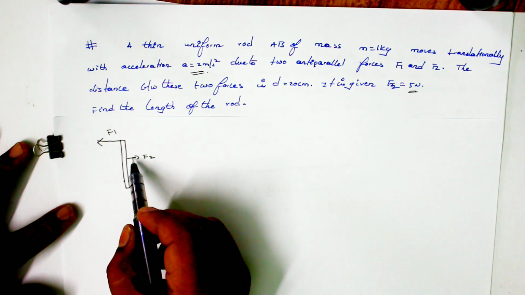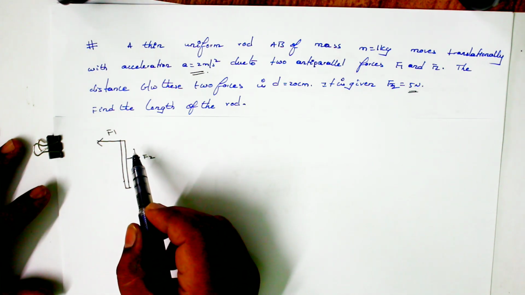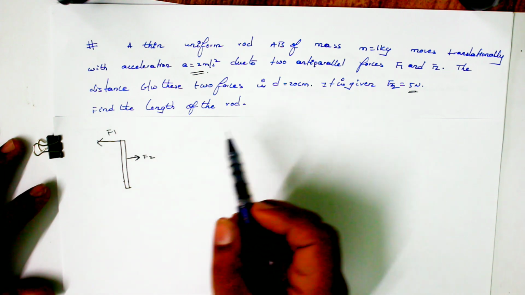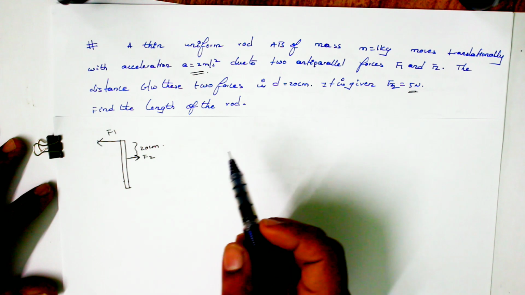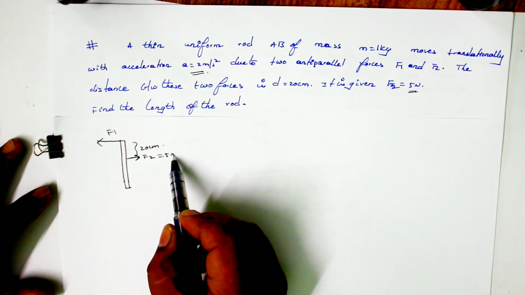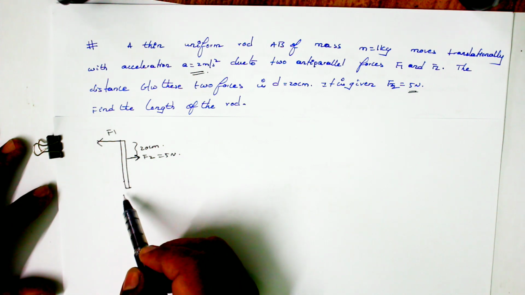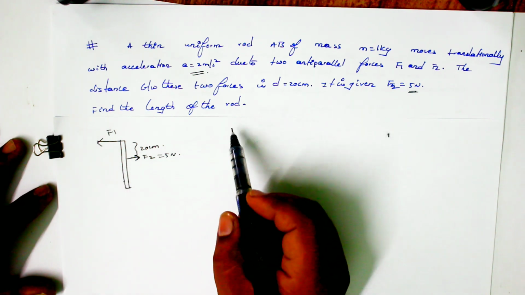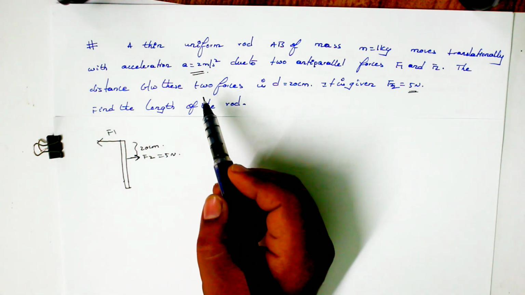So they are anti-parallel, acting exactly in opposite direction, and distance between them is given as 20 centimeter. So this is the distance. And also given this F2 is equals to 5 Newton, therefore we are supposed to find out the length of this total rod. So also it is given that acceleration is 2 meters per second square.